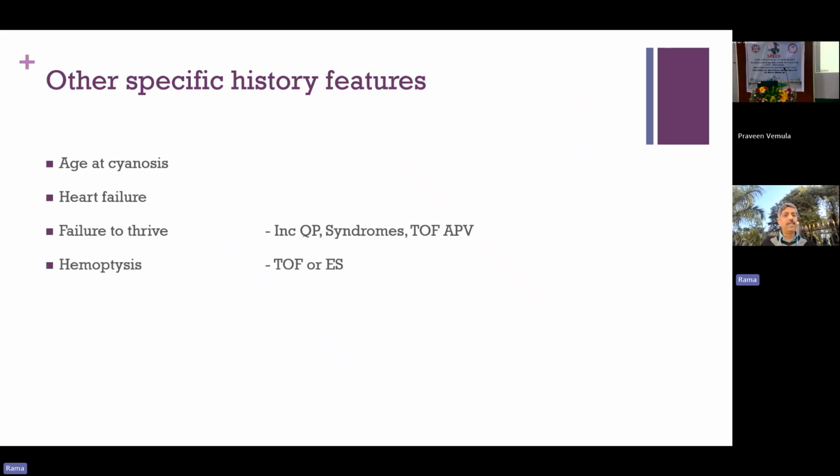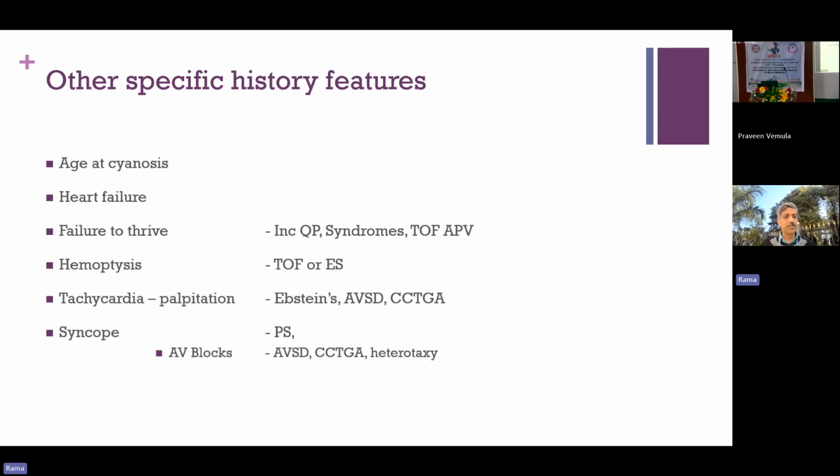Failure to thrive can be found there. Then hemoptysis can be found in both TOF and Eisenmenger syndrome. Tachycardia, like a palpitation history, can be found in Ebstein, AV canal defect, and corrected transposition. Then syncope can be because of a structural, hemodynamic cause, like in PS or Eisenmenger syndrome, or because of AV blocks in AV canal defect, CCTGA, and heterotaxy syndrome.